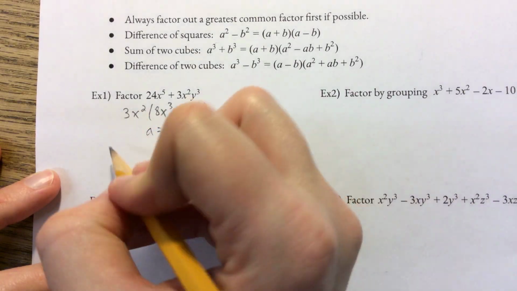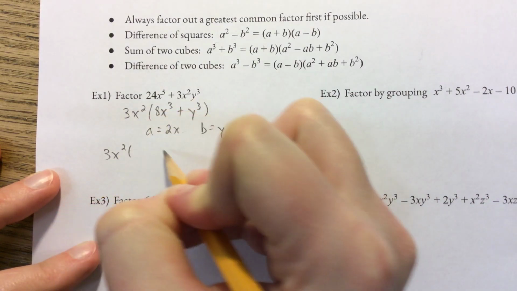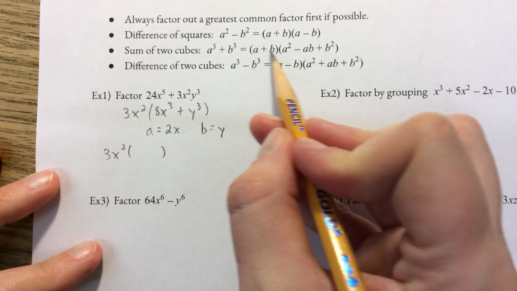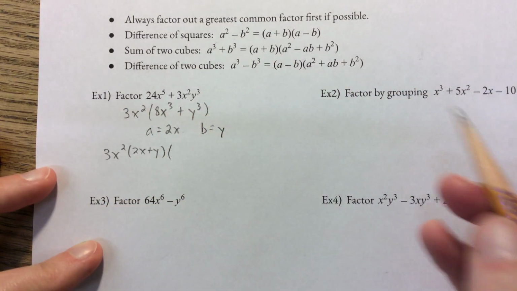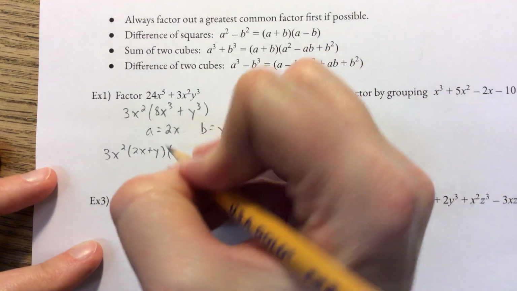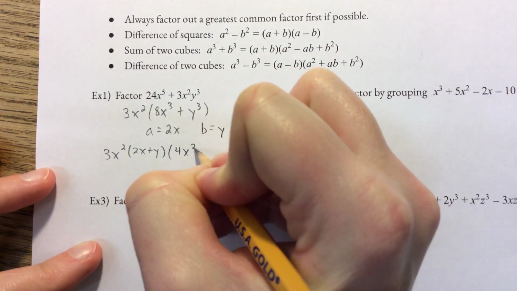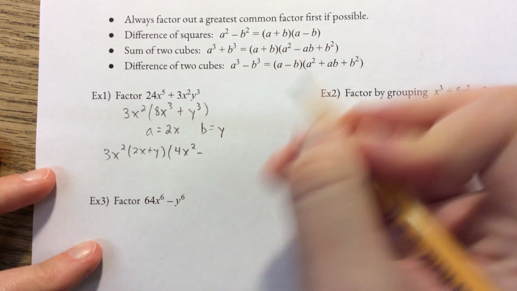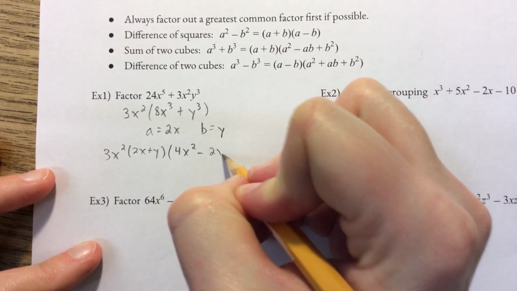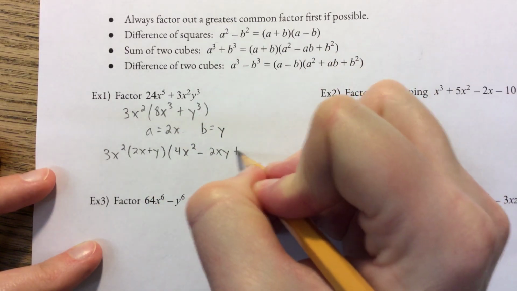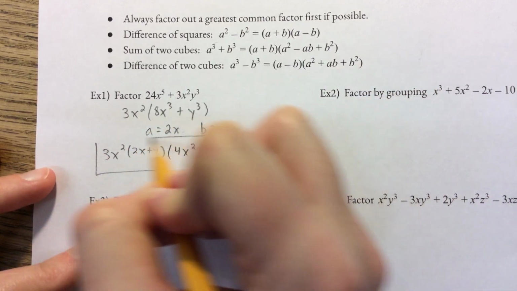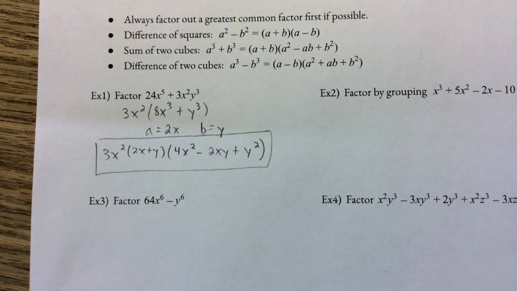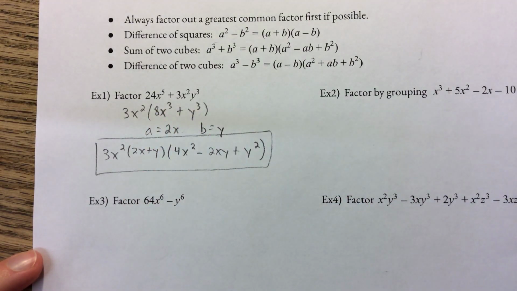So now this part right here that's inside the parentheses, I'm going to substitute into this sum of cubes formula, and I still have this in the front. So I have a 3x squared in the front. Then I have a plus b, so 2x plus y. Then I have a squared, so 2x squared is 4x squared. Minus a times b, so 2xy, and then plus b squared would be y squared. So this, even though it looks way more complicated, is actually the factored form of this polynomial.